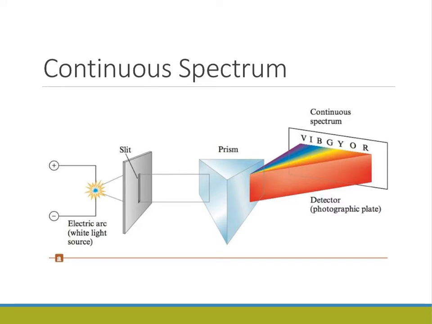A continuous spectrum is where we see all the different colors of light in a given wavelength range. In other words, a rainbow. That is a continuous spectrum. We see all the colors of the rainbow: red, orange, yellow, green, blue, indigo, and violet. White light sources, what we consider white light, are made up of those colors. And when we pass that through a prism, it breaks that into its component wavelengths, and we see a continuous spectrum. It means there's no breaks in between.